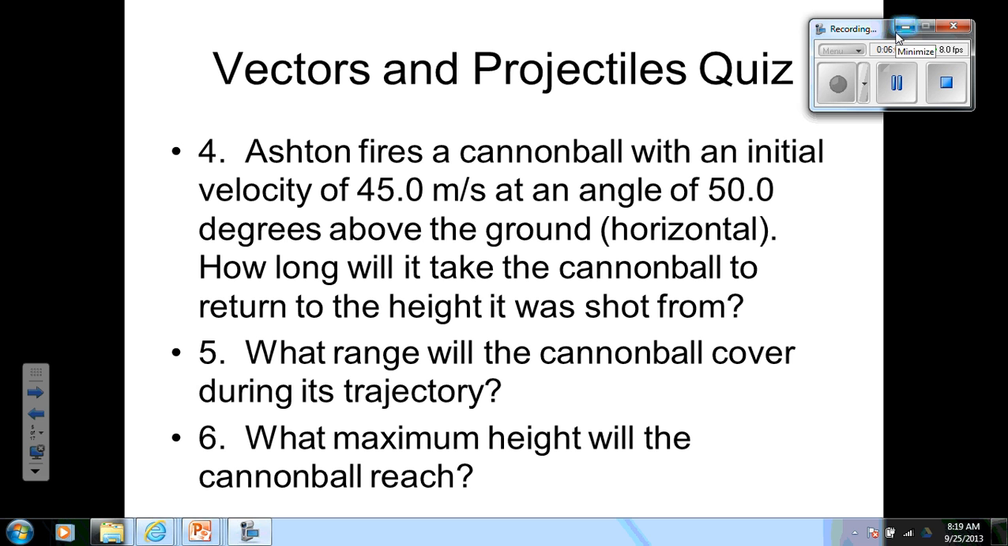All right, so second problem, we're firing a cannonball. We're firing it up at 45 meters per second at an angle of 50 degrees above the ground. And we want to know how long it's in the air, what's its range, and what's its maximum height. Whenever you do a problem like this, the very first thing you got to do is what? Break it into components. So let's do that first.